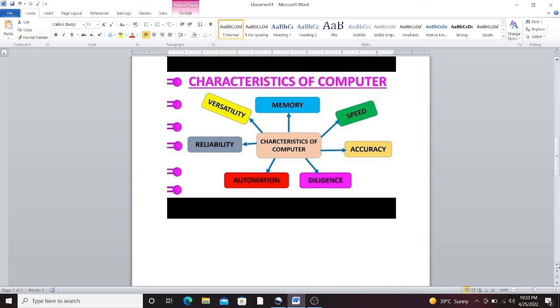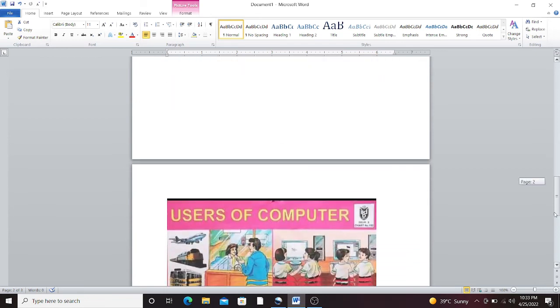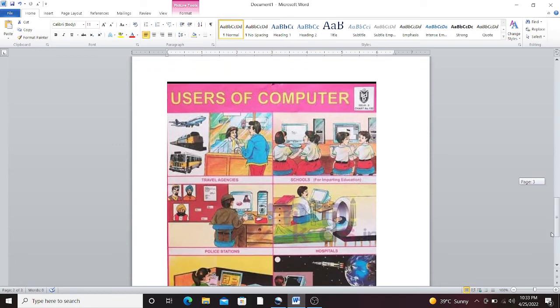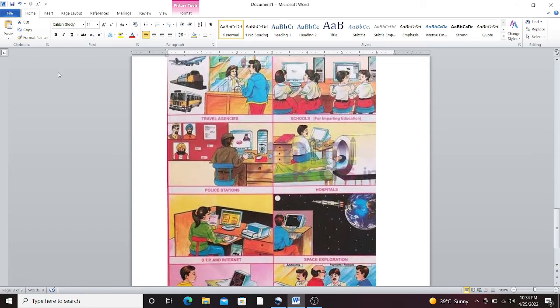Okay, students. Then next is where we can use computer. This we have learned in our school also, in my class also. So where can we use computer? Travel agencies, where we have to buy or book a ticket. Schools, you have seen computers in schools. In computer labs, you can see these computers for doing any kind of work, for painting, for typing. Okay, then next is police station. You can see computers in police stations also.